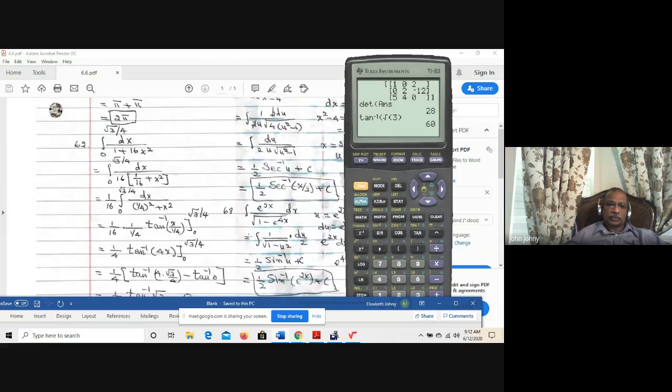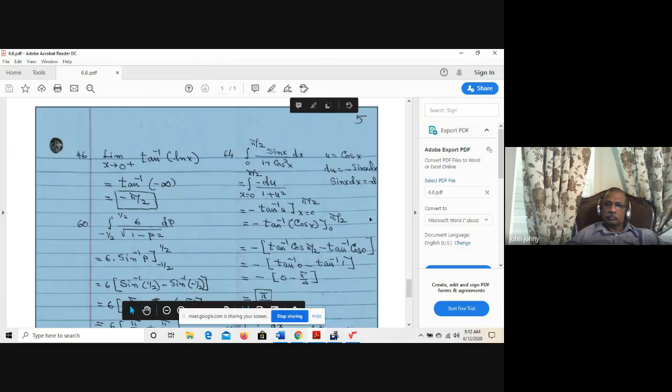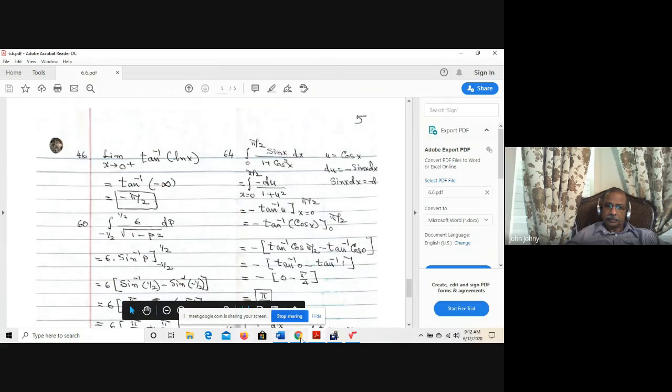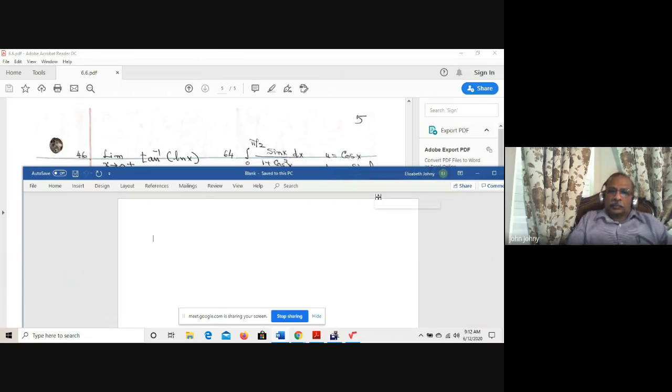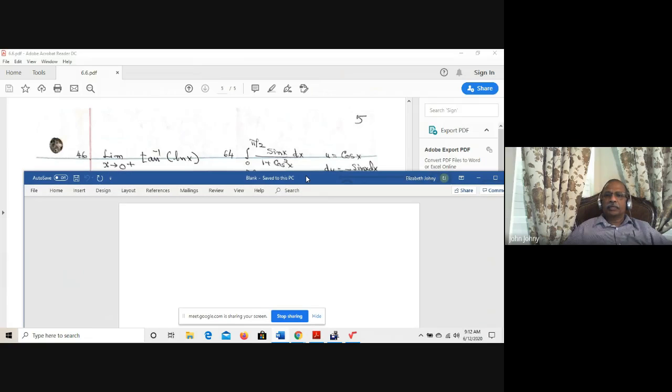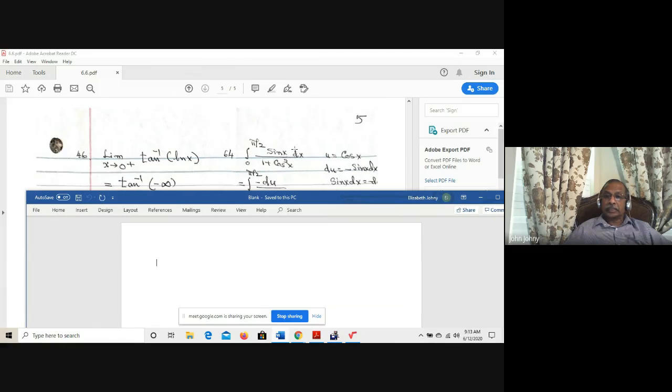This was number 62, 64. Integral 0 to pi over 2 sin x divided by 1 plus cos square x dx. You know the derivative of cos x is negative sin x. So the substitution is u is equal to cos x. U is equal to cos x, du is equal to negative sin x dx. So sin x dx is equal to negative du.